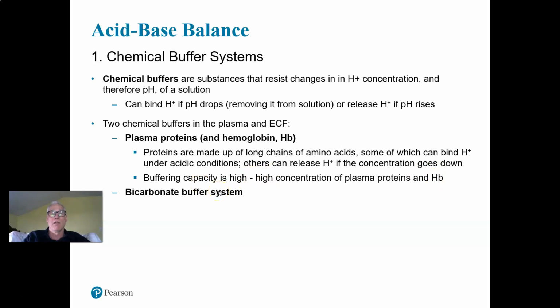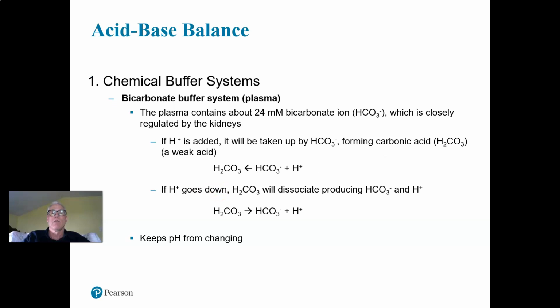Bicarbonate buffer system. That's an important buffer system of the extracellular fluid. The way it works is there's a significant amount of bicarbonate ion in the blood, and that's maintained by the kidneys, 24 millimolar. If we add some hydrogen ions, as we typically do each day, into the plasma, into the extracellular fluid, it will combine with bicarbonate ion. It will be buffered, producing carbonic acid. So those hydrogen ions are no longer in solution. They're going to be converted into carbonic acid.